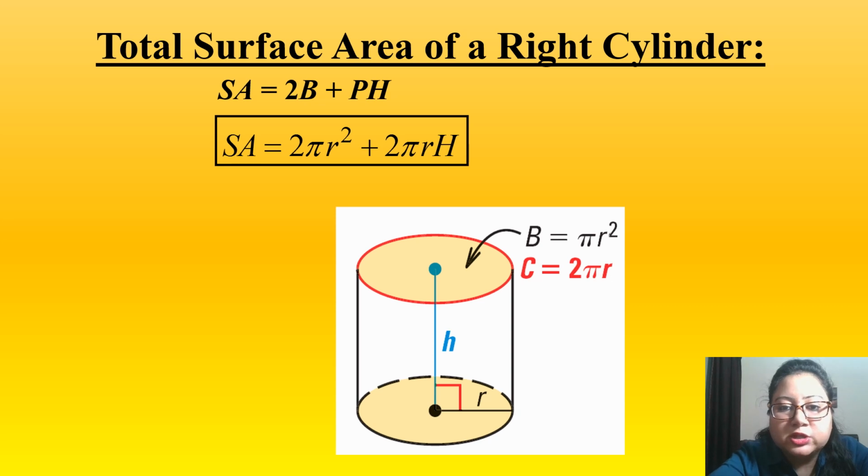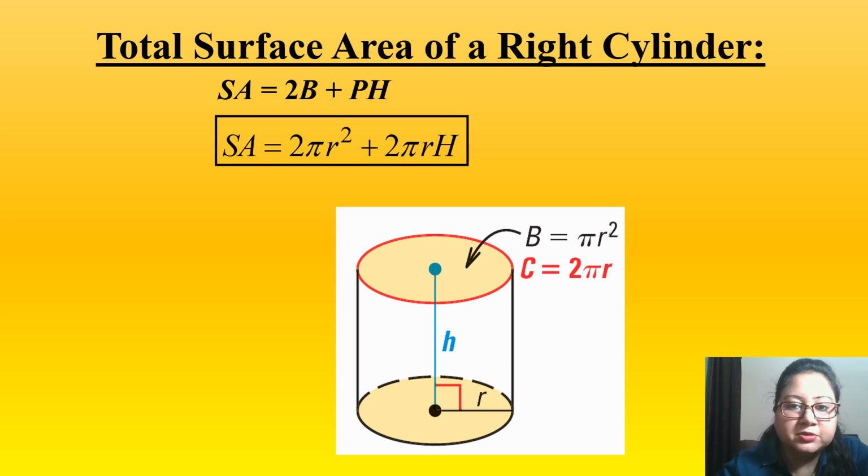And after substitution of my values here, we can get the total formula for the TSA of a right cylinder as 2 pi r square plus 2 pi r h. Now let's come to the notations. So h here is the height of the cylinder, r is the radius of the base.